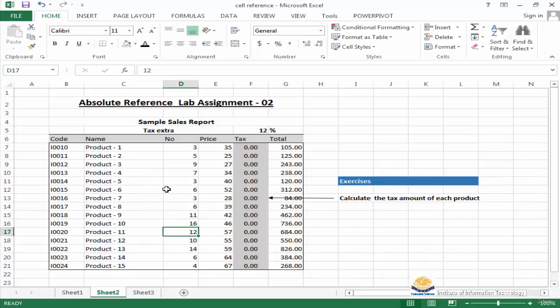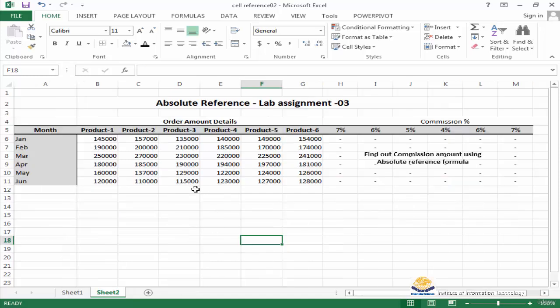Second assignment, a sample sales report. Tax percentage is given, it is fixed for all products. It is to be calculated. Calculate the tax amount of each product.